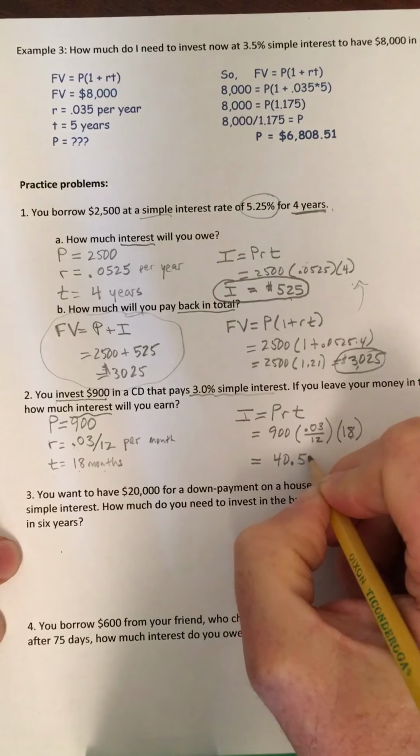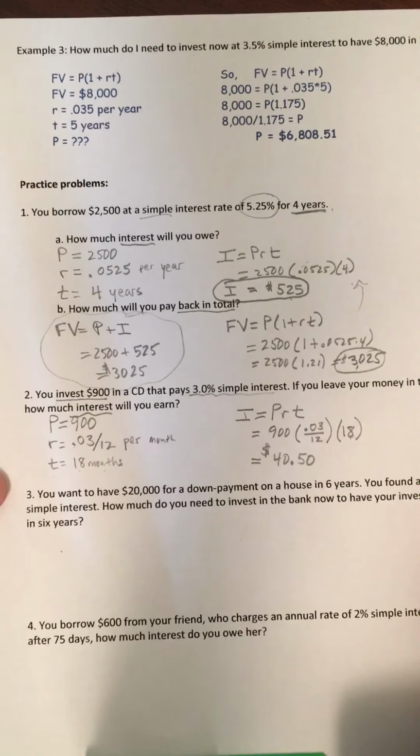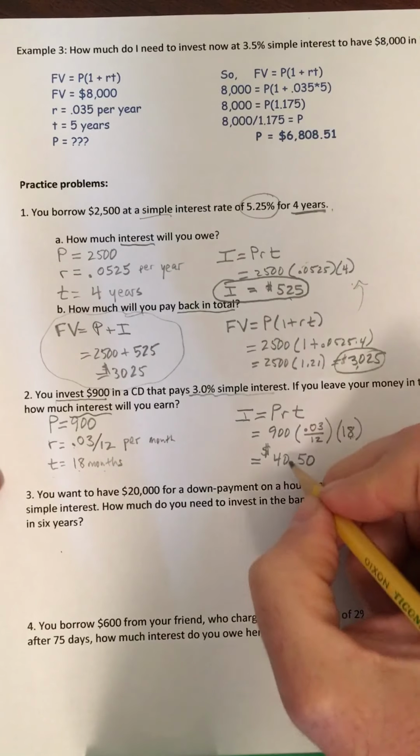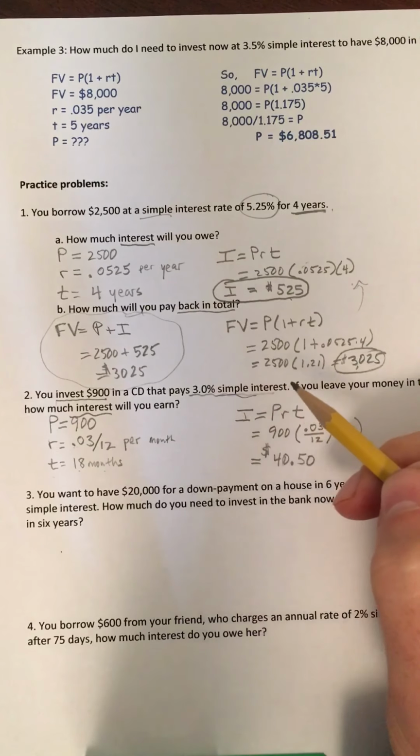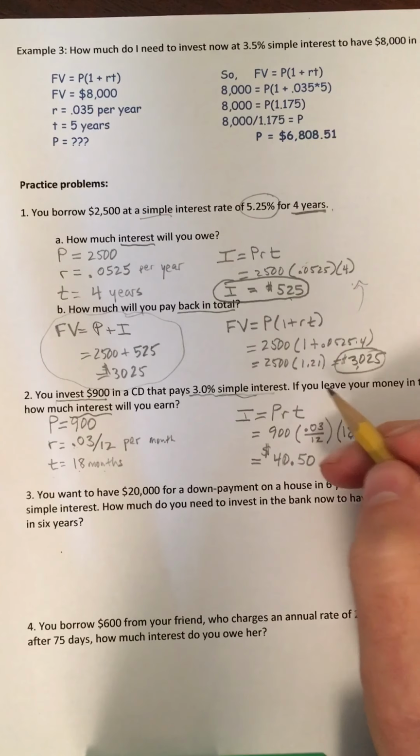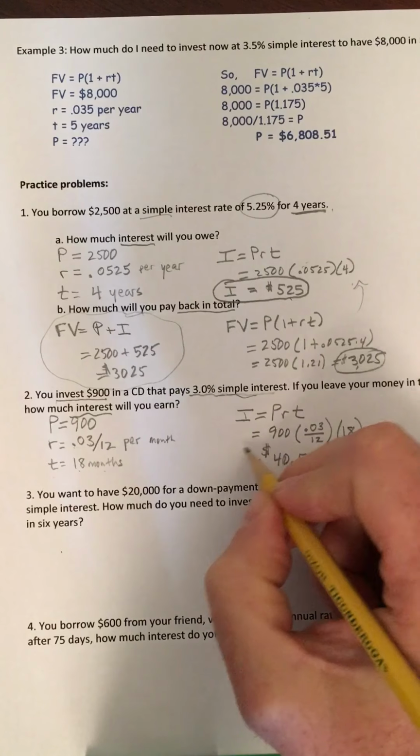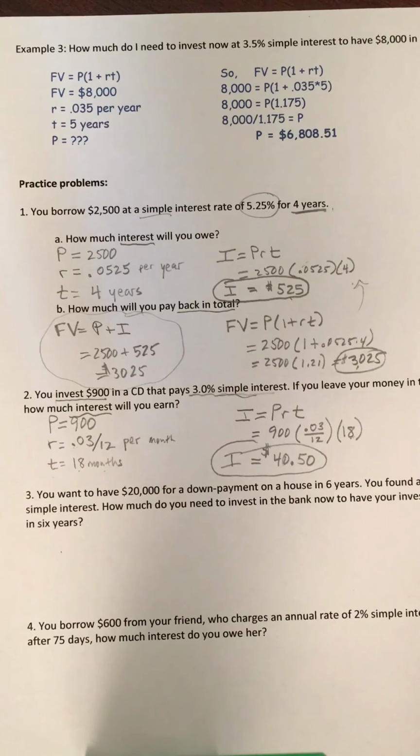It doesn't seem like that much money. It's not a ton, but it's free. I loaned him my money for a year and a half, and now I have $940.50. So that investment is slow, and this is simple interest. In real life, like we'll talk about later, the interest grows faster because it's compound interest. So that's my interest if I leave it in there for 18 months.